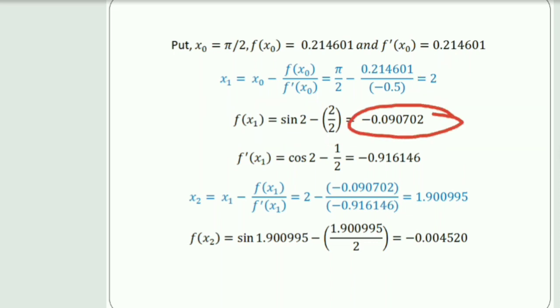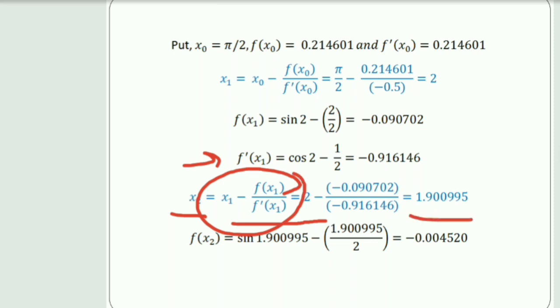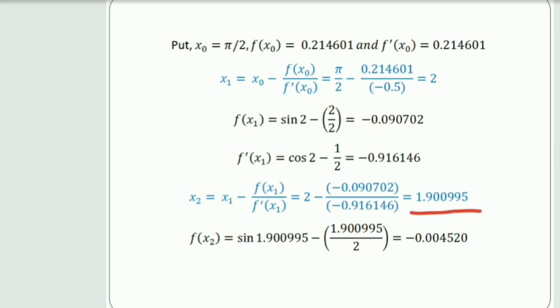This is my x2. For that further iteration I have also calculated f'(x1), and by putting all these values in the equation, the value for x2 is 1.990995. Now let's check what f(x2) is. F(x2) is coming like this, right? So this value is for f(x2). We can see here x1 is coming as 2 and x2 is coming as 1.990995.